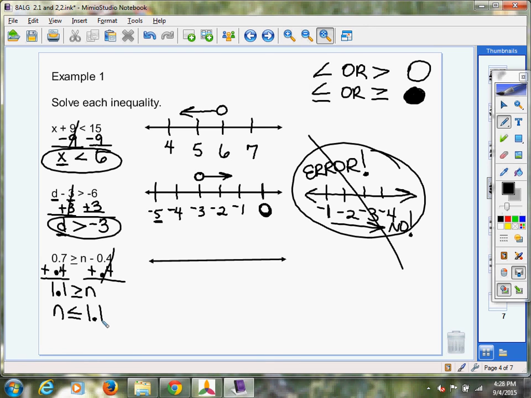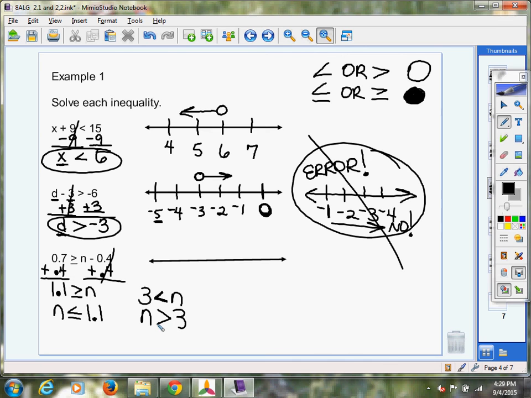Okay, let me try another one with you. Let's say you had 3 is less than n. And we want to flip that over. It's like flipping over your hand or flipping over a piece of paper. Okay, and so n and 3 are going to switch positions and less than is going to become greater than. Do you see how to flip it?